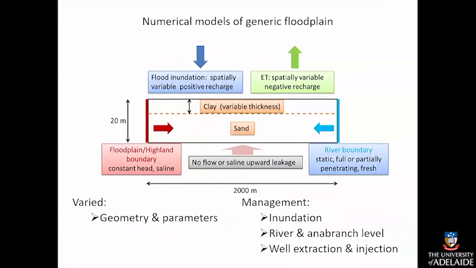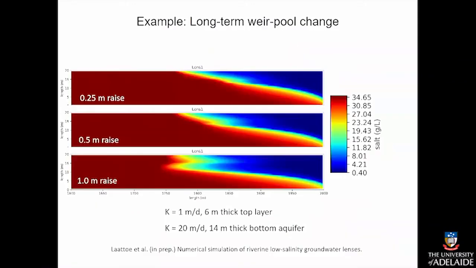Meanwhile, Tarek Latou was developing numerical models of a generic floodplain. I won't go into the details, but essentially we've got a bit of floodplain, we've got potential flood inundation, we've got evapotranspiration, we've got river levels changing, we've got everything going on, and we looked at management options and different parameters. He ran literally hundreds of simulations, so I'll only show you a few. This is one example with long-term weir-pool change. So if you raise the river, such as by putting in a lock, then that changes the extent of your lens.